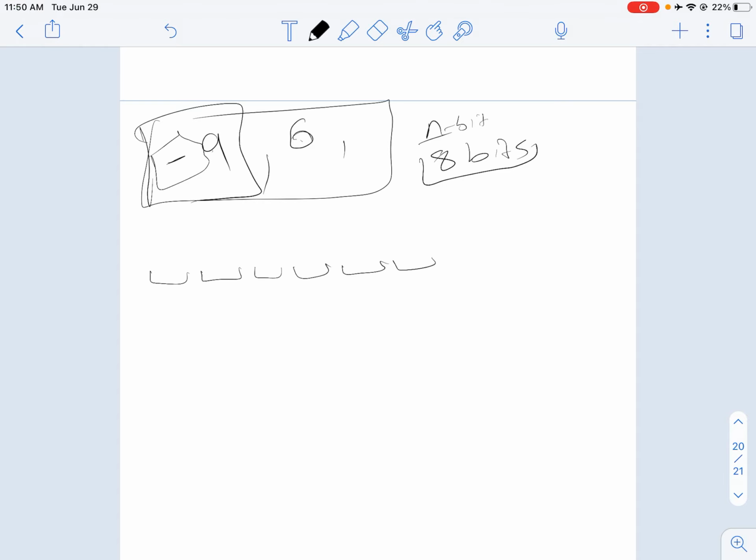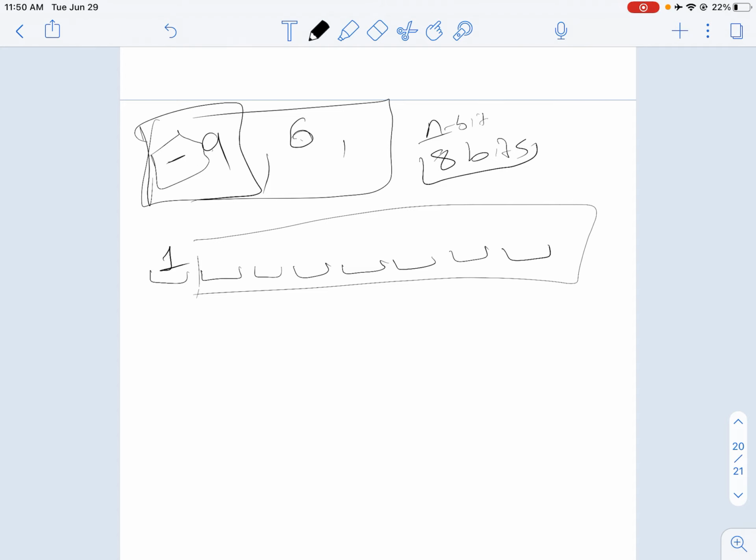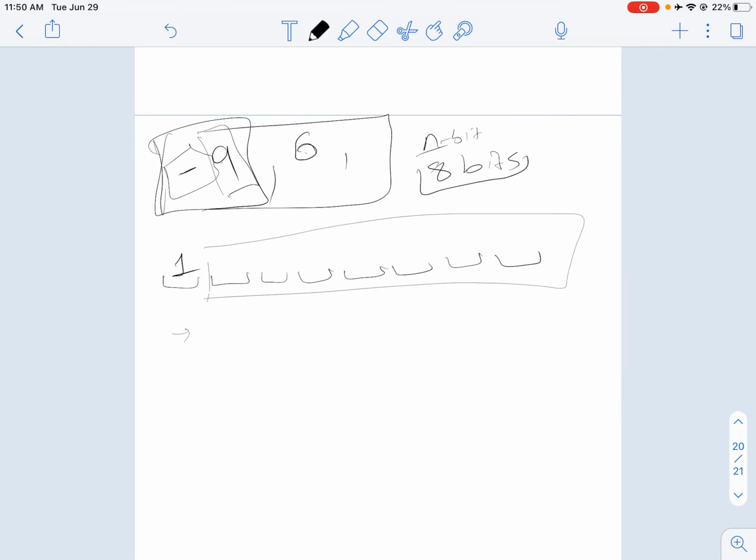I have 8 bits: 1 2 3 4 5 6 7 8. I fill the first with a 1. Now the question is how to fill the rest. The number I have is 9, and because it's negative and I'm doing 2's complement, I know I have work to do. First I write 9 in binary. How is 9 written in binary? It's 8 and 1, so 1 0 0 1. I just did that in my head, but you know there's always the method of dividing by 2: 9 divided by 2 is 4 remainder 1, 4 divided by 2 is 2 remainder 0, 2 divided by 2 is 1 remainder 0, 1 divided by 2 is 0 remainder 1.